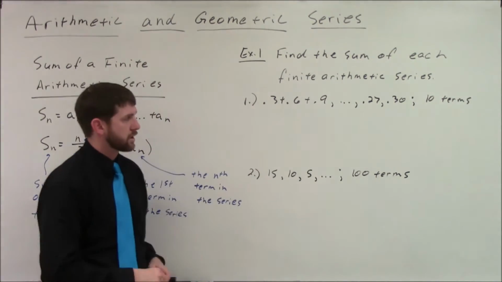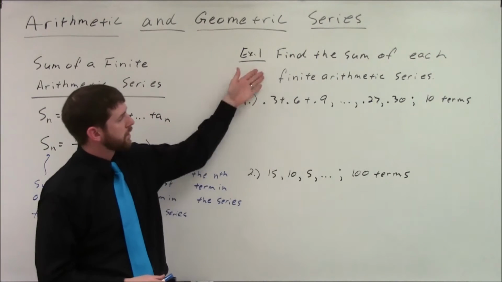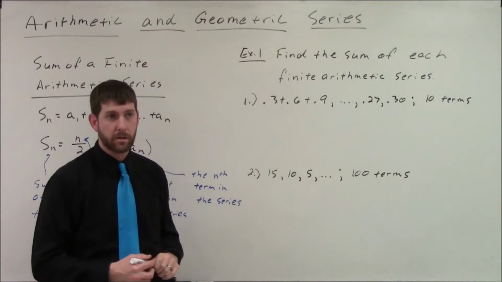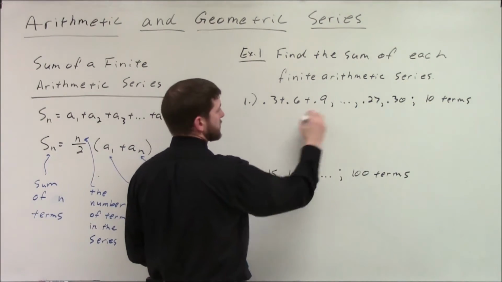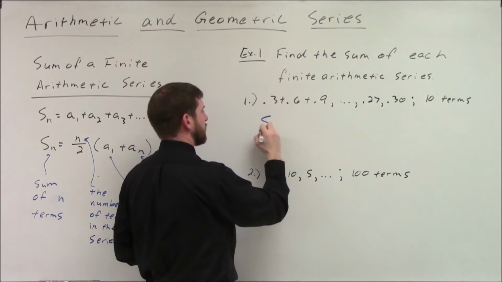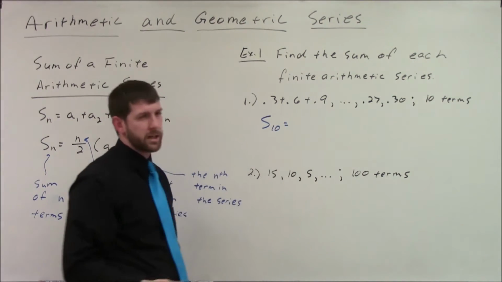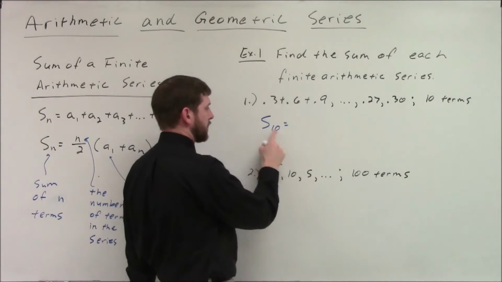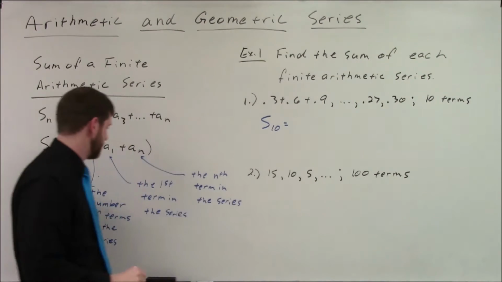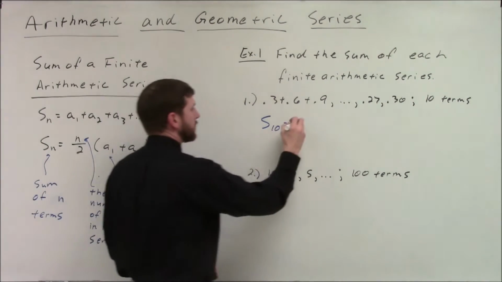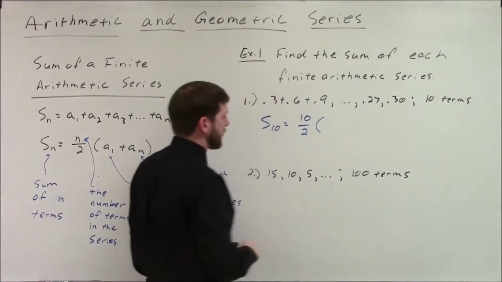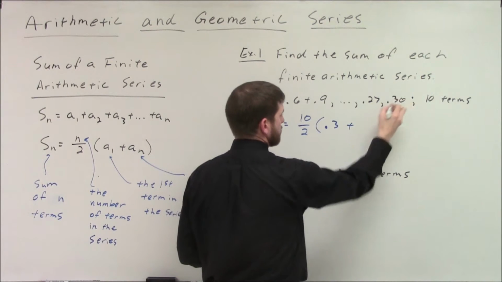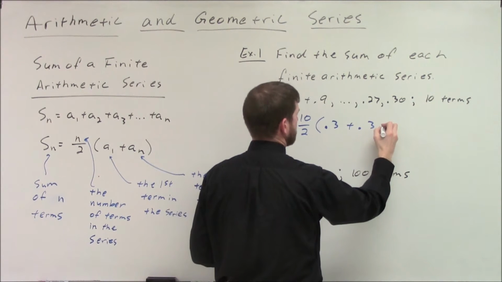Let's look at our two examples right here. We're going to find the sum of each finite arithmetic series. The first one says find the sum of 10 terms, so S sub 10. Do we have to write the S sub 10? No, but just humor me, let's make it look mathematical. The sum of the first 10 terms is going to be the number of terms, which is 10, over 2, times the first term, which is 0.3, and the 10th term.